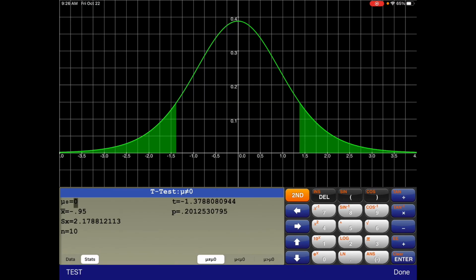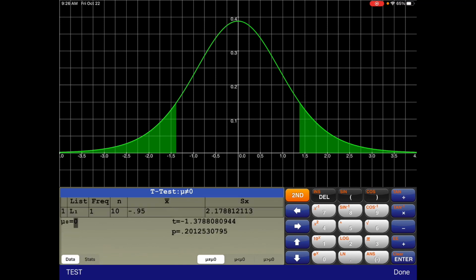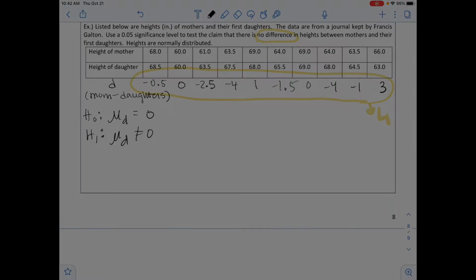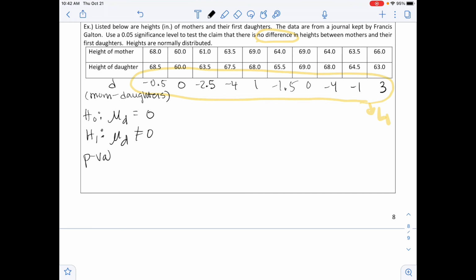You need to tell it data, since we put our data into L1. You also need to make sure you set mu not equal to 0. And when you do, select Enter, and then don't forget also that your alternative hypothesis is going to be not equals to. And then you're going to get a p-value. Make sure you round it correct to 4 decimal places. So from the calculator, we get a p-value equal to 0.2013.